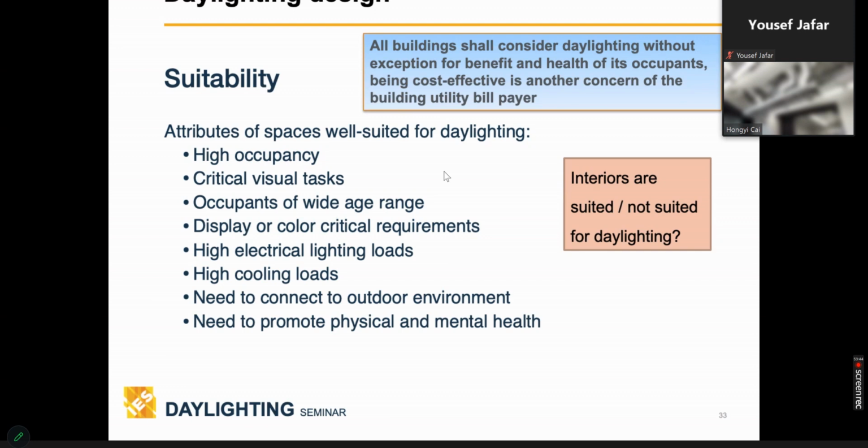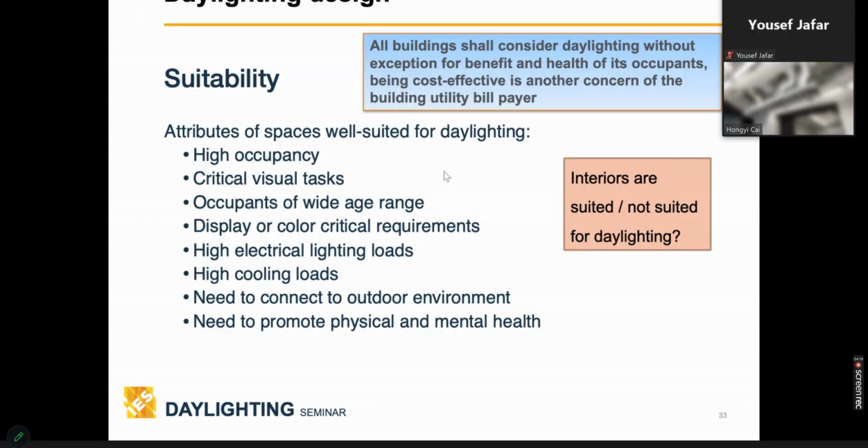Need to connect to the outdoor environment? Yeah, of course. This is the first priority of my preferences. Whenever you have a view-outside requirement, you should get the daylighting design realized for that space, because that's the best way to do it. If you want to do this kind of mental health promotion, then you also need to consider that.